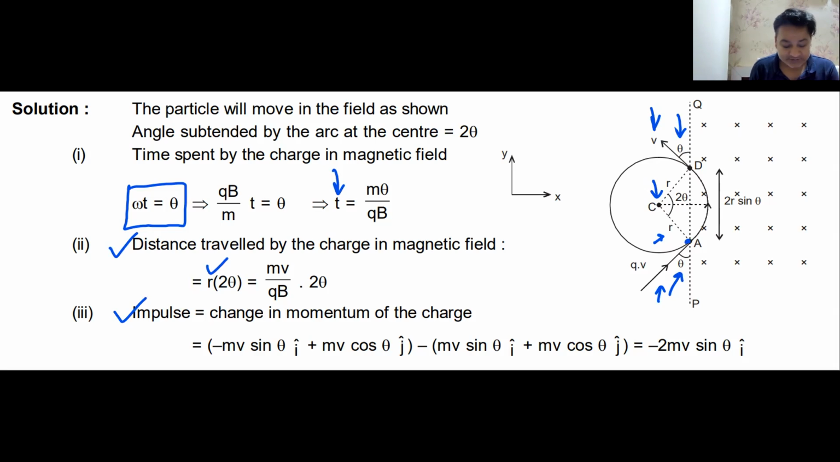You have to find out the impulse. Impulse is nothing but change in momentum. Final momentum minus initial momentum. Got all these answers correct? Yes or no?